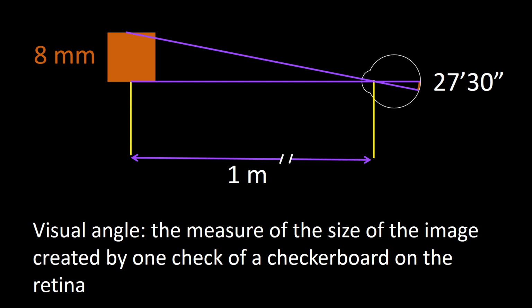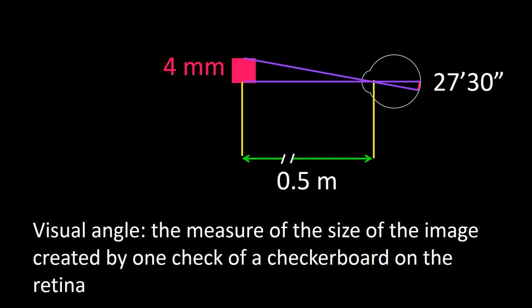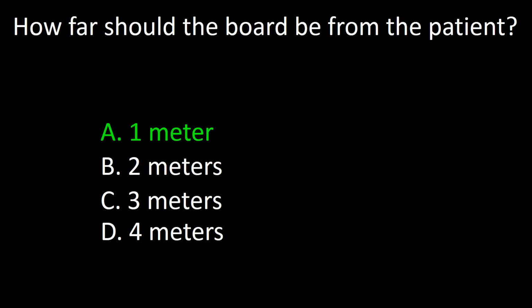Using 8 millimeter square checks at a distance of 1 meter, the image created in the retina corresponds to about 27 minutes of arc. Using 8 millimeter square checks at a distance of 0.5 meter, that is half a meter, the image created in the retina corresponds to about 55 minutes of arc. Using 4 millimeter square checks at a distance of 0.5 meter, the image created in the retina corresponds to about 27 minutes of arc. The measure of the size of the image created by one check of a checkerboard on the retina is referred to as the visual angle. So the answer to this question is 1 meter.